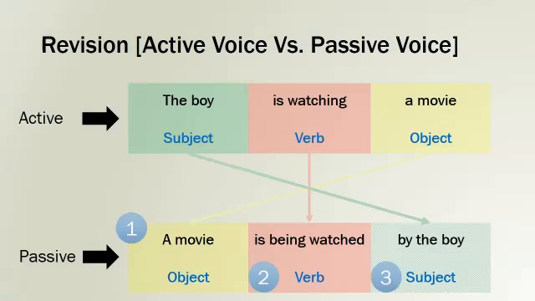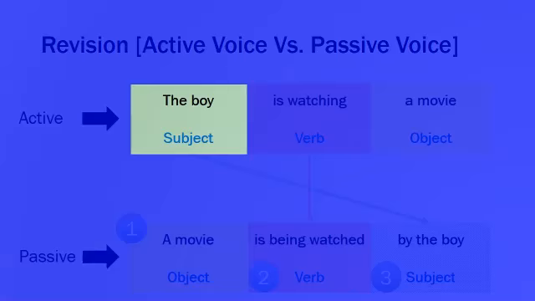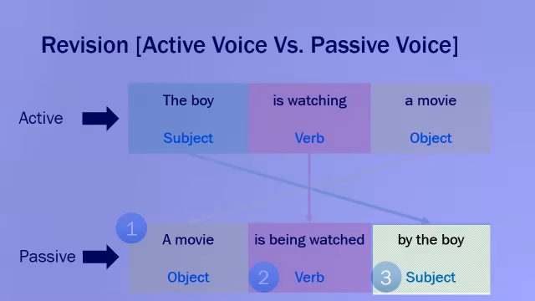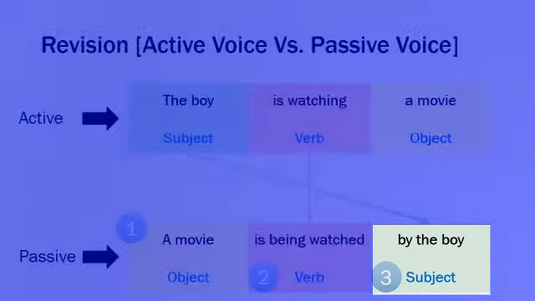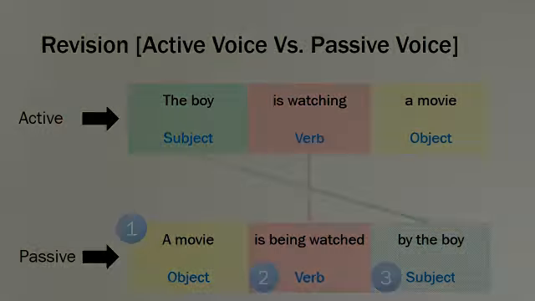Here the object is singular, so we have used is. Then we added being. Then we used the past participle form of the main verb watch, so it became watched. The final step: if the subject is important and it gives us extra information, we use it at the end of the sentence. We add the word by before it.